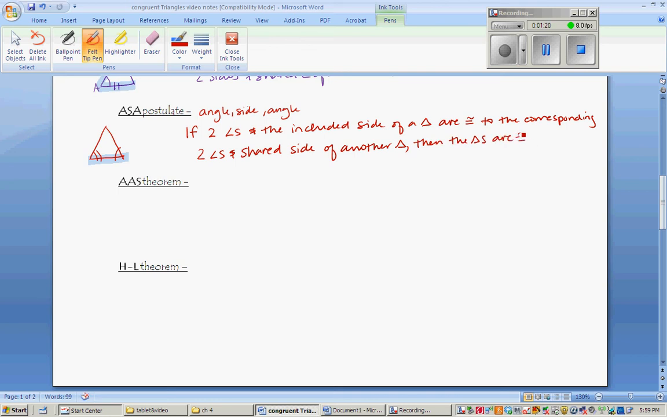Now, the good thing about ASA and AAS is that if you have two angles and a side, no matter what, your triangles are congruent. It's just a question of distinguishing between the two postulates and theorems. Whereas with SAS, the angle must be in a specific place where you do not have enough information.